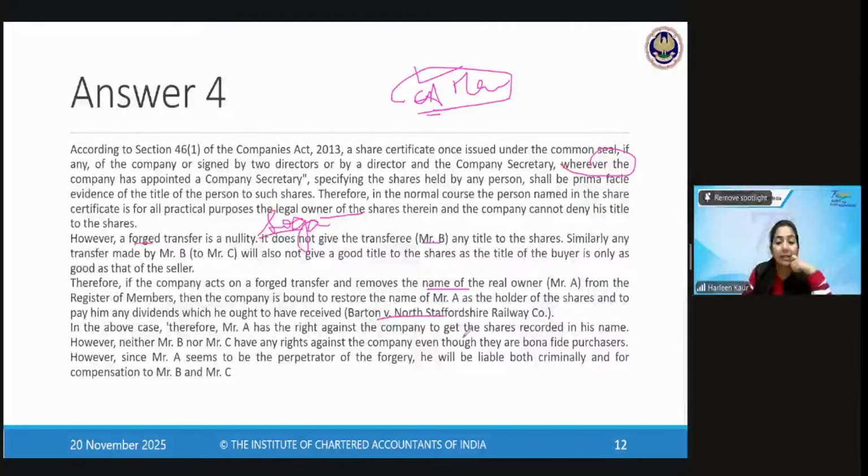A has the right against the company to get the shares recorded back in his name. Neither B and C have any right, even if they are bona fide purchasers. A seems to be the creator of the forgery. He will be liable both criminally and also compensate both B and C. Now, if it is a 4 marks question, we expect you to write this kind of a story over there. Okay, you will have to explain the points.